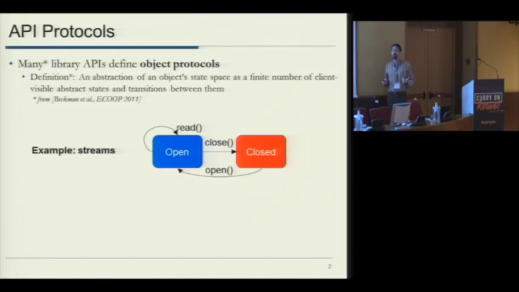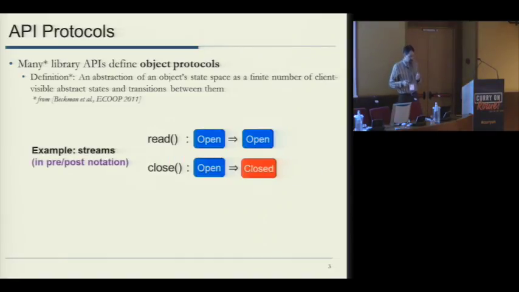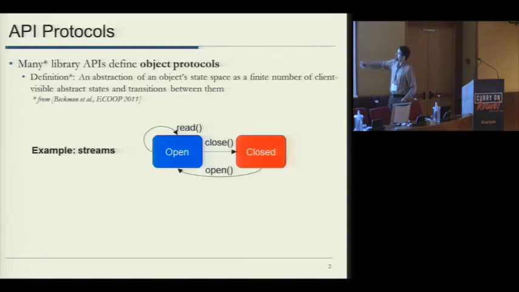So our work is motivated in some sense by API protocols. Many libraries define protocols that show how you should interact with them. A protocol is some abstraction of an object state space as a finite number of abstract states that clients have to know about in order to use that object correctly. So here's a stream example. We have open and closed states, and we can have read in the open state, but not in the closed state. And then there are methods that transition between these states as well.